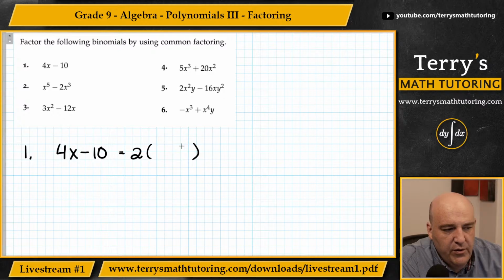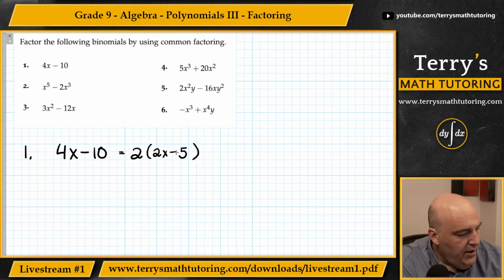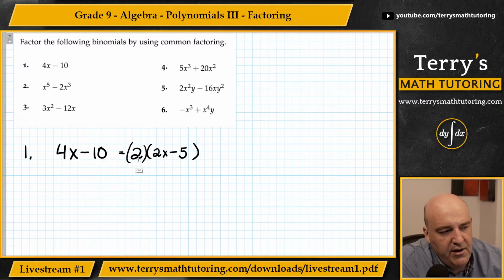And then we got to think what goes in the brackets. So 2 multiplied by this needs to turn out to be 4x. And 2 multiplied by this needs to become negative 10. So if we think about that, 2 times what is 4x? That's 2x. And of course, 2 times what is 10? That's 5. And there's a minus sign here, so we need a minus sign there. And that's our answer. I could put brackets here, but since it's just a single term, I don't need to. I'll leave the brackets off.